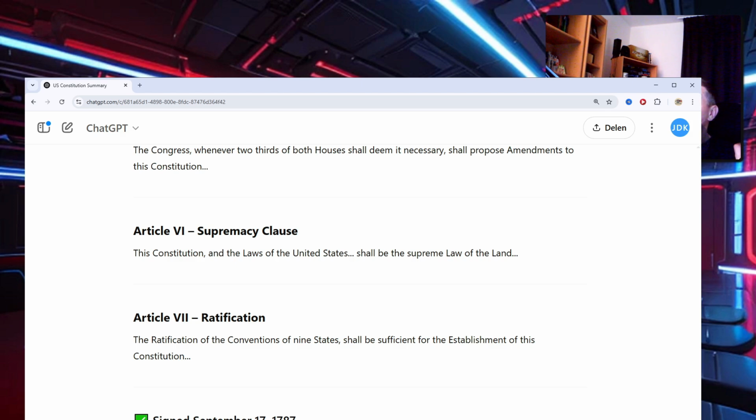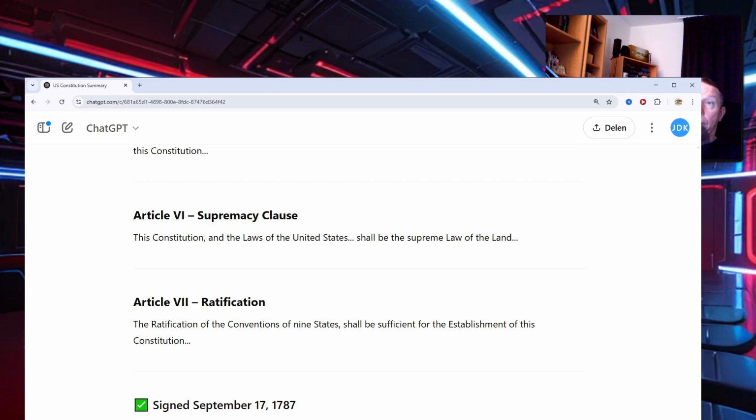Meaning that if nine states ratify the Constitution, that should be enough to ratify it for all 13 states, or 50 states right now. And then signed September 17, done in convention by the unanimous consent of the states present, the 17th day of September, in the year of our Lord 1787.